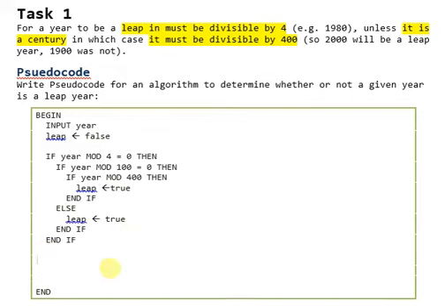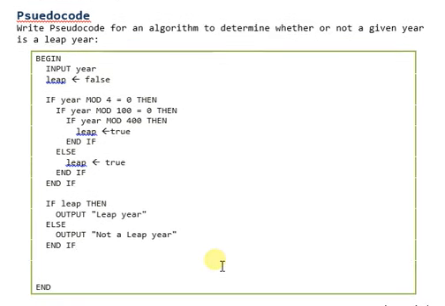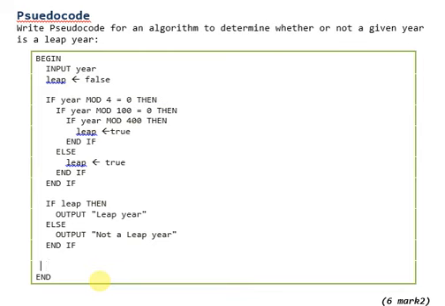And then in my output, I'm just going to put down here if leap, then, so if leap is true, then output leap year, can't spell, otherwise else output not a leap year. And then an end if on that. Okay, so there's my algorithm, nice and tidy.